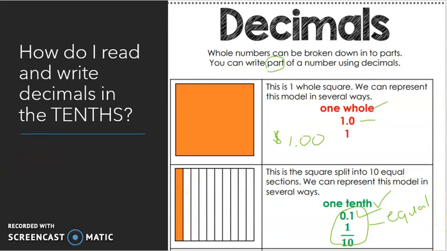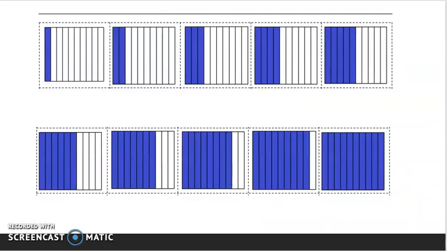All right, let's practice. Okay, here are some tenths grids. Every one of these grids is in 10 equal pieces. So we're going to write each one of them as a fraction and a decimal. Not too bad, not too hard. Here's 10 pieces. I have 1 shaded. That's 1/10. My equivalent decimal is 0.1. That is the tenths place.